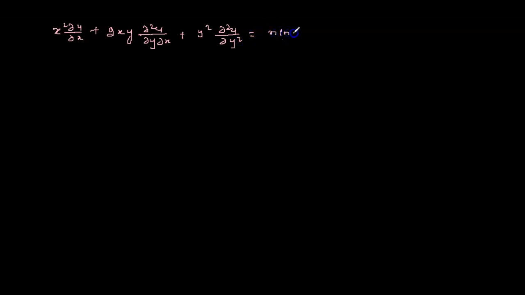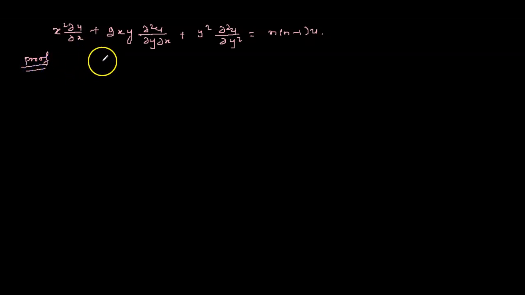Now we'll see it for the second order: x square del square u by del x square plus 2xy del square u by del y del x plus y square del square u by del y square is equal to n into (n minus 1) u. This is the proof.